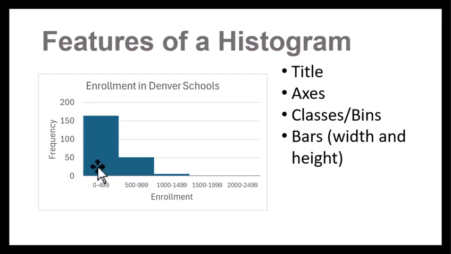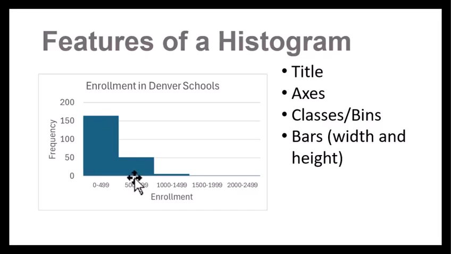So histograms, the bars have both a width and a height. The width represents the interval or the class. So this first bar goes from 0 to 499. That's representing a range of values on the horizontal axis. And then the height of the bar represents the frequency, or how many, in this case, schools had an enrollment in that range. So the first bar, the height looks like a little over 150. So more than 150 schools had enrollment between 0 and 499.